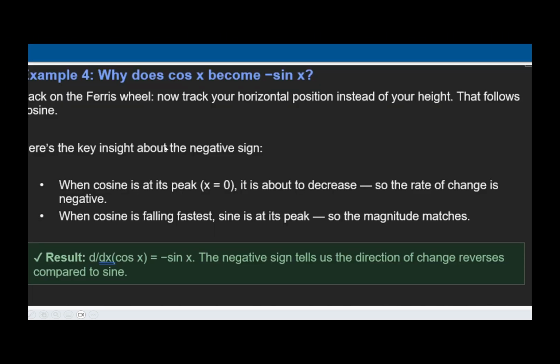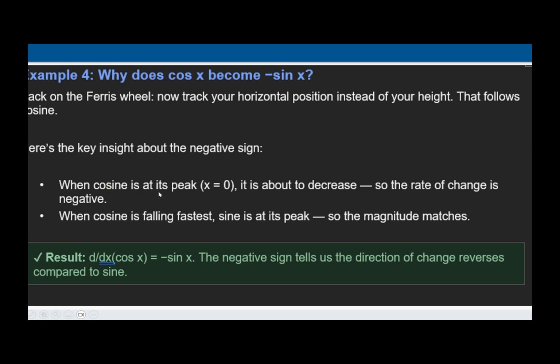Okay, so why does cos become minus sine? If we talk about sine, the derivative of sin x is cos x. Now we'll take the derivative of cos x. Why does it become minus sin x? Back on the Ferris wheel, now track your horizontal position instead of your height. That follows cosine, right?